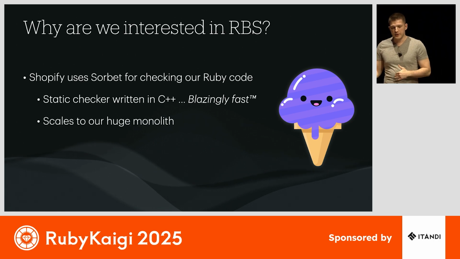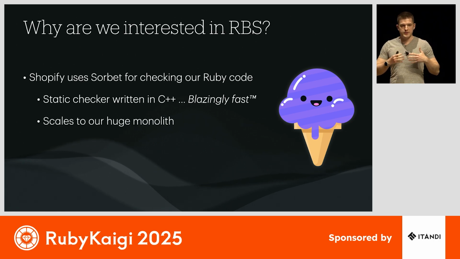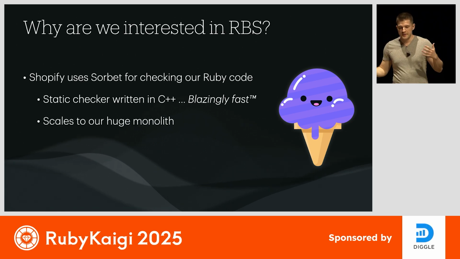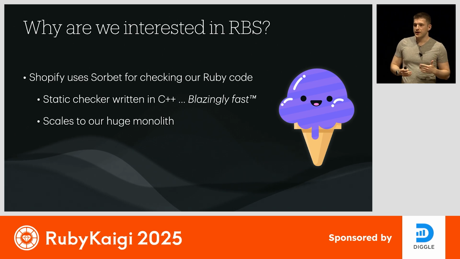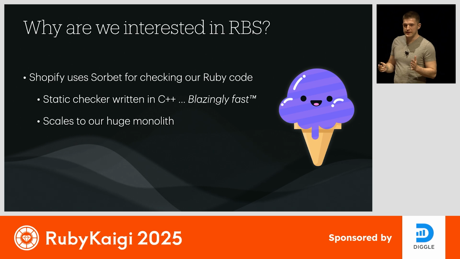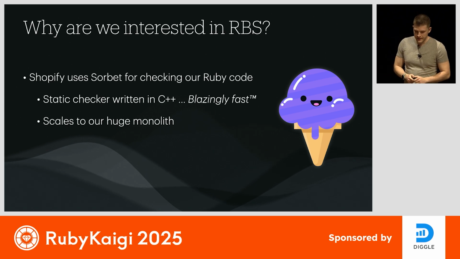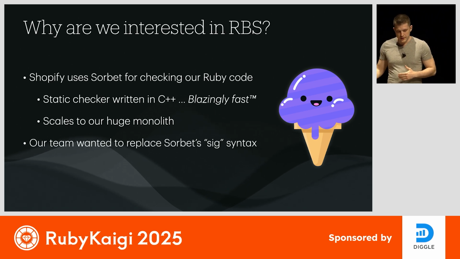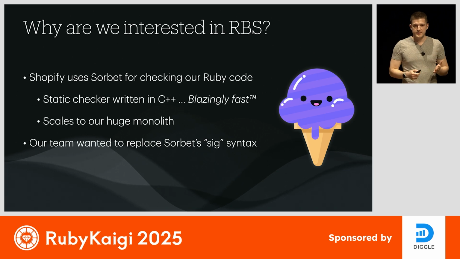It's also highly memory optimized, so it scales to the needs of our really huge monolith. Sorbet is able to type check about 9 million lines of our main monolith in under a minute. It's really impressive on the performance front. So our team liked the Sorbet type checker, but we wanted to replace the Sorbet SIG syntax.